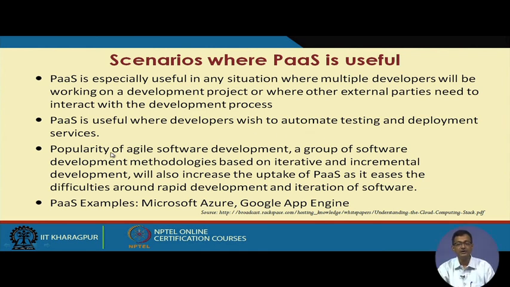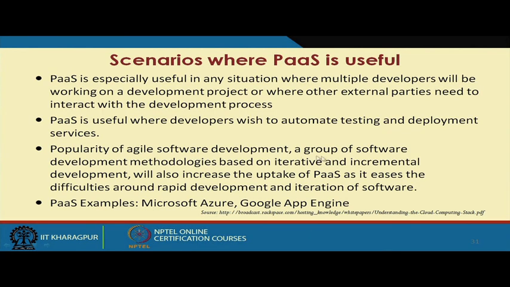If you want to automate, then these are the things where you put something which is being checked. It is popular for agile software development, a group of software development methodologies based on iterative and incremental development. In these cases PaaS will be extremely useful. Some of the popular PaaS are Azure and Google App Engine. There are several others that people use for developing their applications and making them web enabled and available over the web.